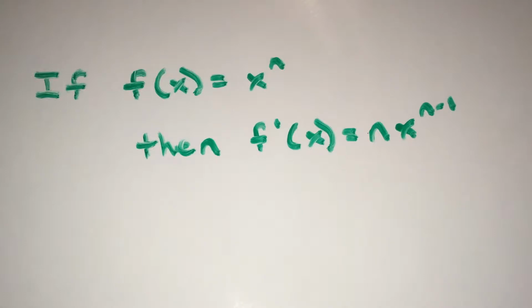Here we're going to be looking at the power rule. So what we have here is if f of x equals x to the nth power, then the derivative is going to equal n times x to the n minus 1 power. So we'll jump right into our first problem here.